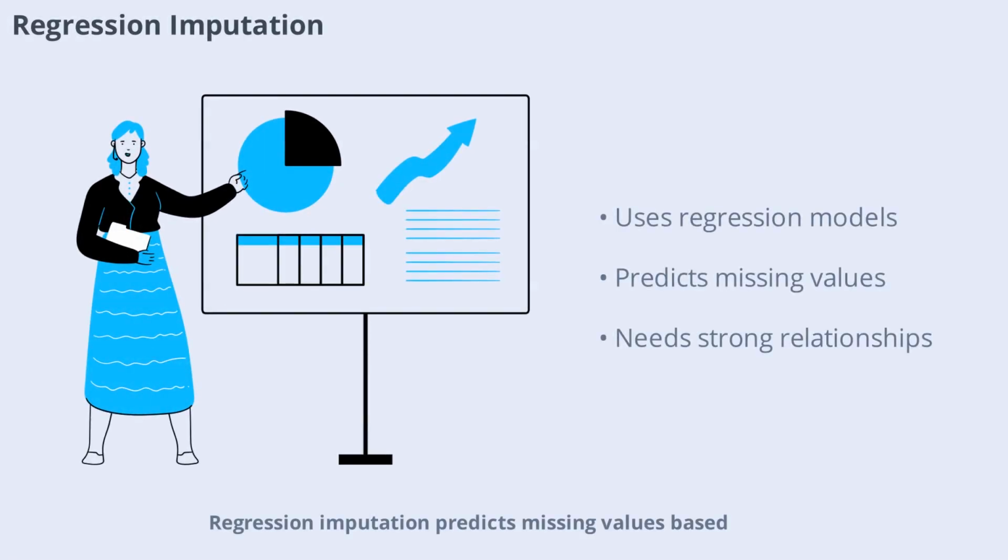Regression imputation predicts missing values based on other variables in your dataset. By building a regression model, you can estimate what the missing value is likely to be. This method can be more accurate than simple imputation, but it assumes that the relationships between variables are strong and consistent. Regression imputation is best used when you have enough data to build reliable models.